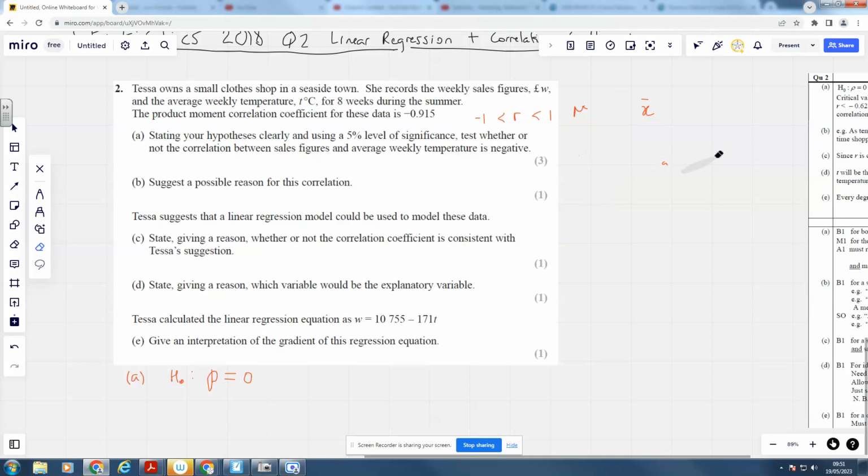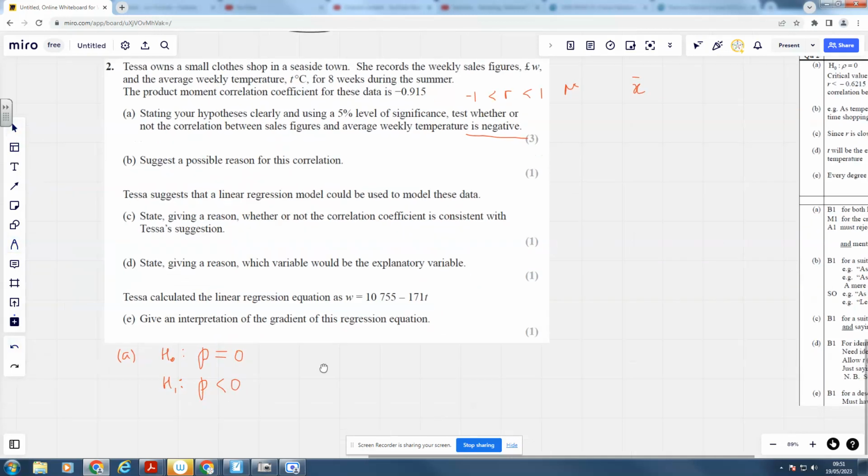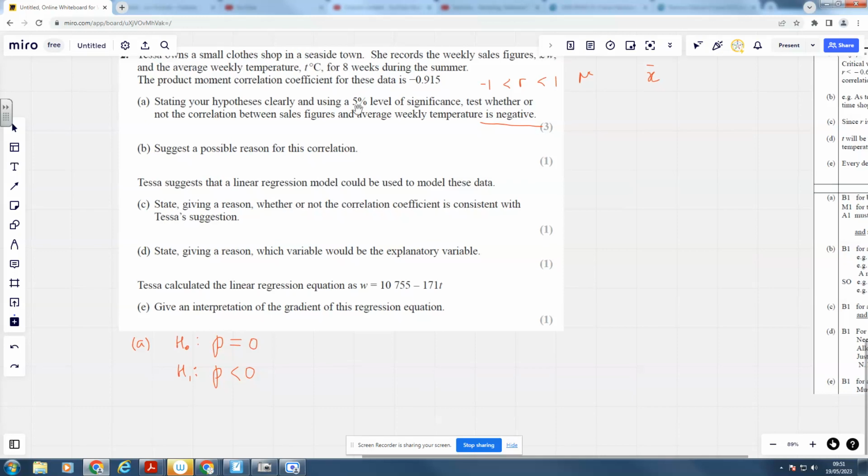You just need to remember they will want you to use rho for your hypotheses. So null hypothesis, rho equals 0. Alternative hypothesis. Now, did they give an indication whether there's a bias here, whether it's positive or negative? Test whether or not the correlation between sales figures and average weekly temperature is negative. So that's going to be rho is less than 0. Make sure these don't overlap. Don't do that. That's wrong, because otherwise they overlap. Okay, that's our null and alternative hypothesis.